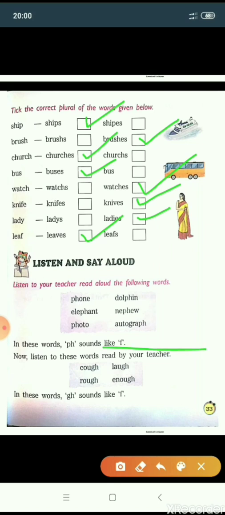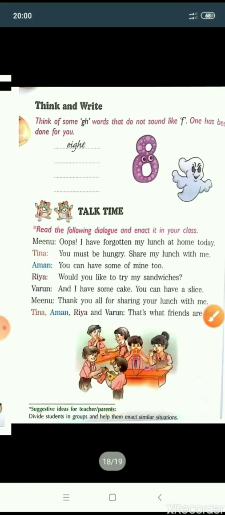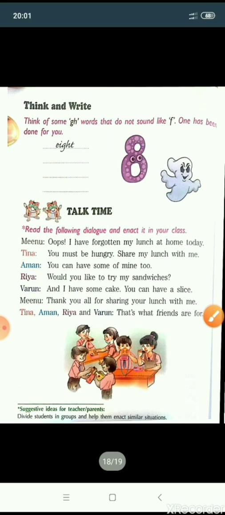Next, think and write. Think of some GH words that do not sound like F. One has been done for you. Children, now here you have to write a few words that have GH, but it should not sound like F. And one example is given, that is eight. Children, there are many words which have GH but that do not sound like F.